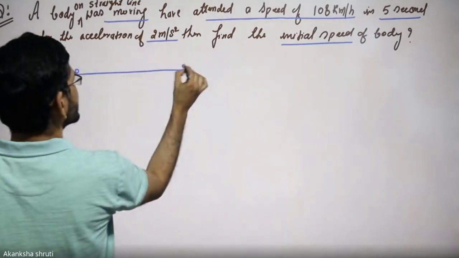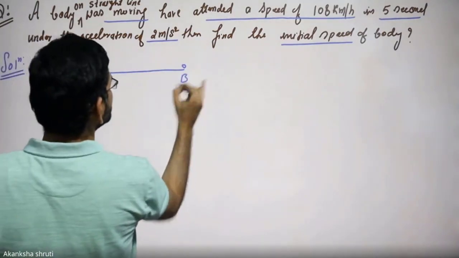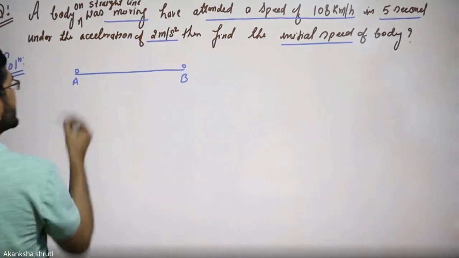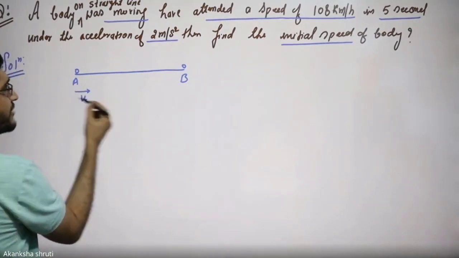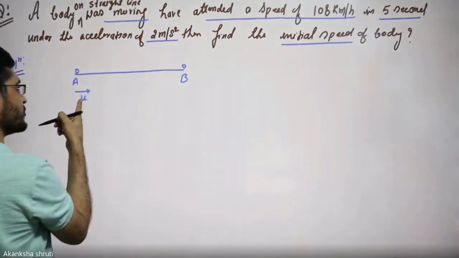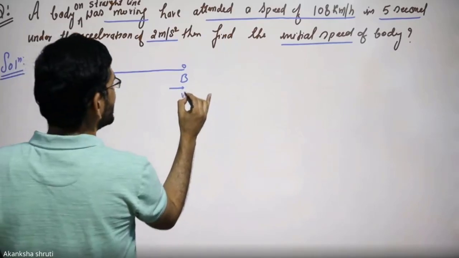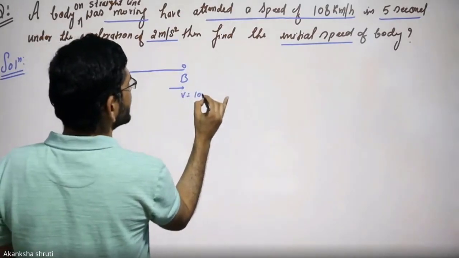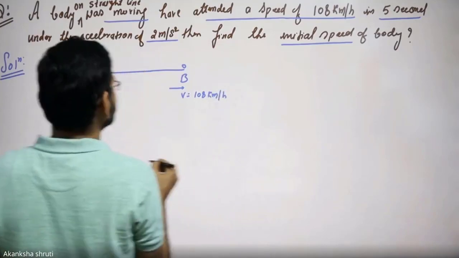Let us consider that initially the body was at A and it has reached B. So it must have had some initial speed, which is to be calculated. Let us denote that initial speed by u. But it has attained a final speed of 108 km per hour.